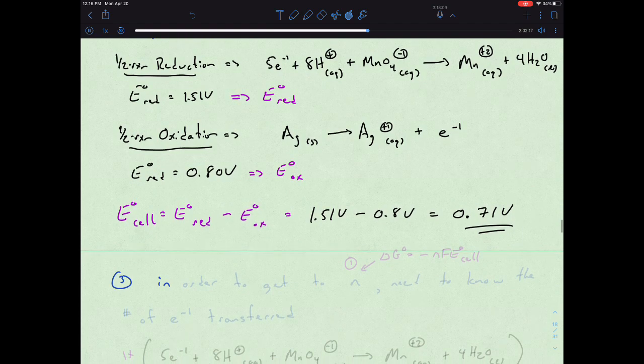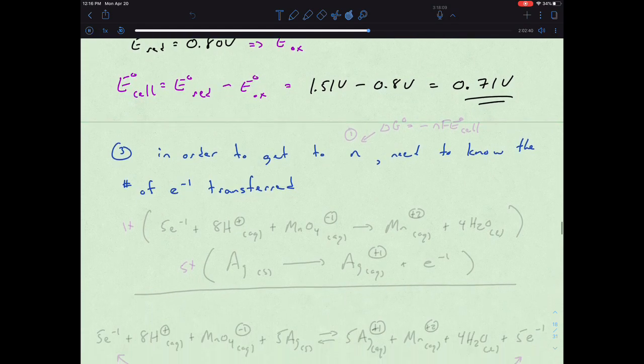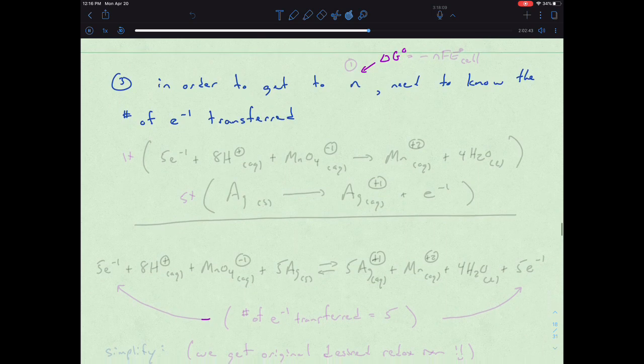Because in order to get to N, we need to know the number of electrons transferred. And remember, N we want to get at because we are looking at our expression of Faraday's, where we now really are looking at step 1 here, right, to get to our N value. But we had to break the reaction down into half reactions and then bring them back together in order to figure out the number of electrons transferred.